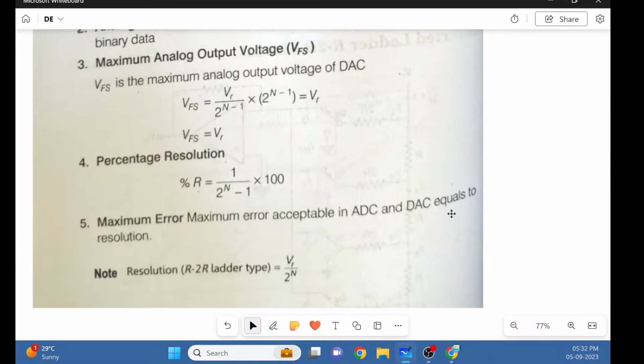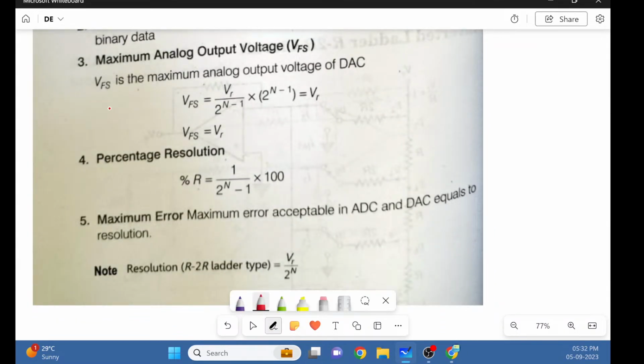Now next is percentage resolution. This question has been asked in a previous year question. In the last session, I guess yesterday's session itself, we tried solving some previous year questions in which we had used the same formula. The percentage resolution of a digital to analog converter is 1 upon 2 raised to n minus 1.